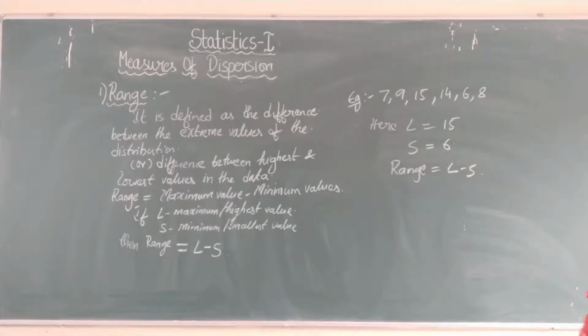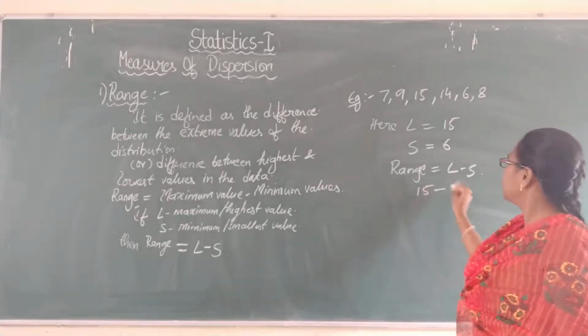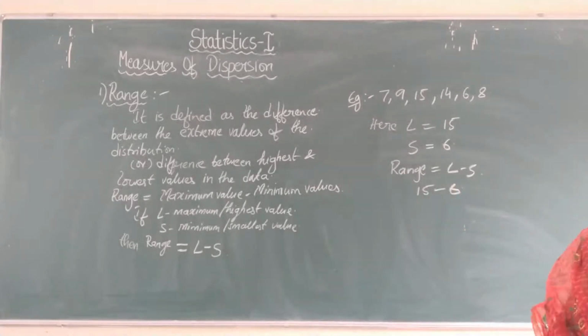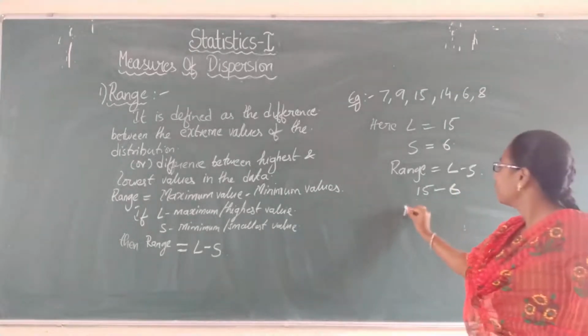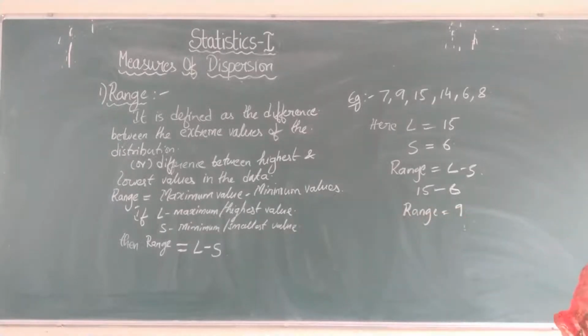So if you substitute the L value, what is the L value here? 15 minus the smallest value, which is 6. So 15 minus 6 is 9. Therefore the range is equal to 9 for this given data. So in this way we will be finding the range value.